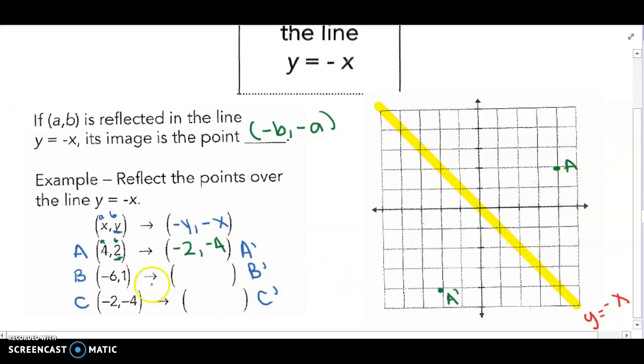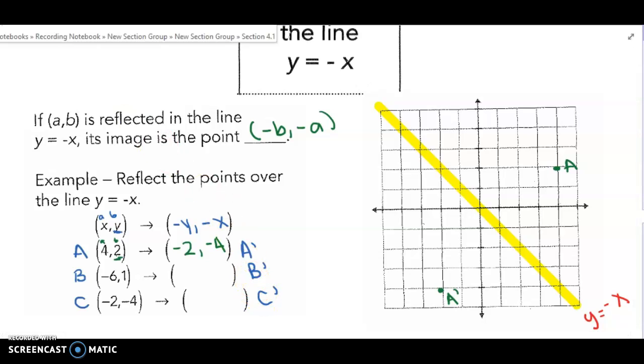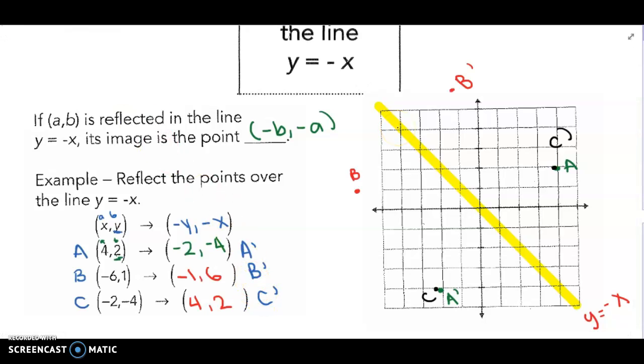All right, I want you to do B and C on your own, which would make B and C prime. So go ahead and find the coordinates and then also go ahead and graph it. All right, so when you find the coordinates and you plot them, it looks like this. Some of you might have been a little confused because you noticed that my A and my C prime had the same coordinates, and my C and my A prime had the same coordinates, but if that's what you got, you were exactly correct, so good job with that.